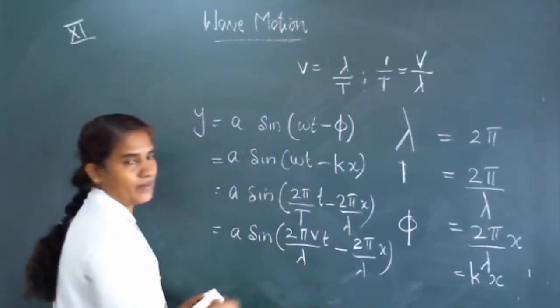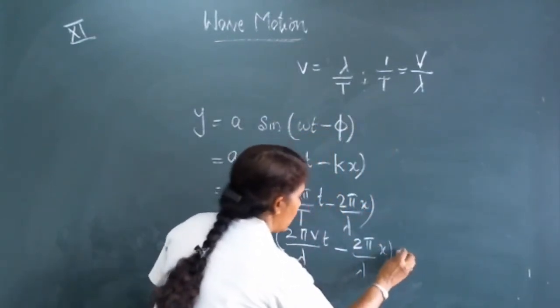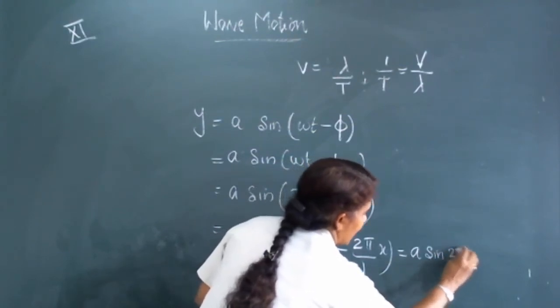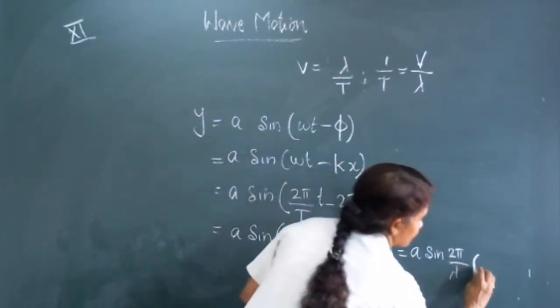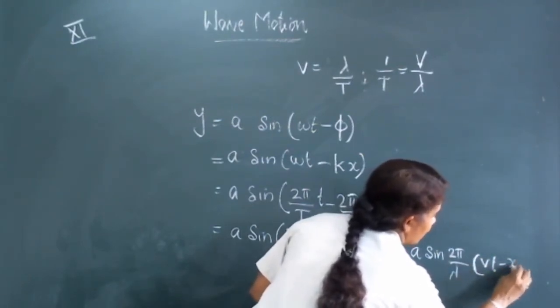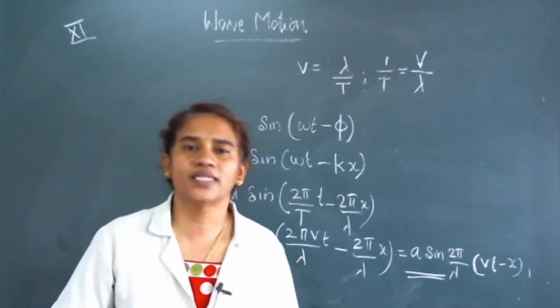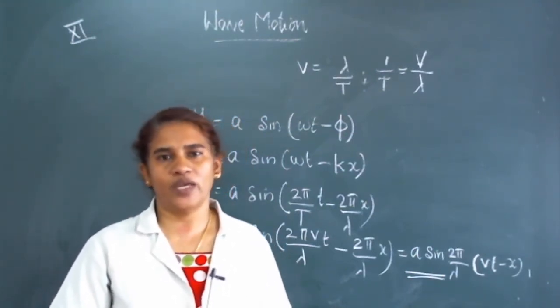So 2 pi by lambda is common. We can take 2 pi by lambda outside. So how will it be? A sin 2 pi by lambda outside, (vt minus x). This is the common form we are using: A sin 2 pi by lambda (vt minus x). These are various forms of the same equation.